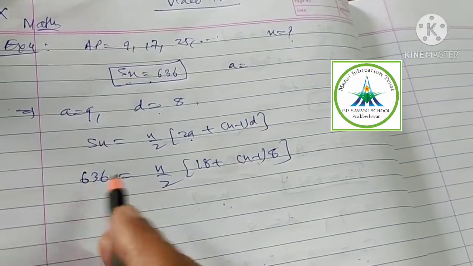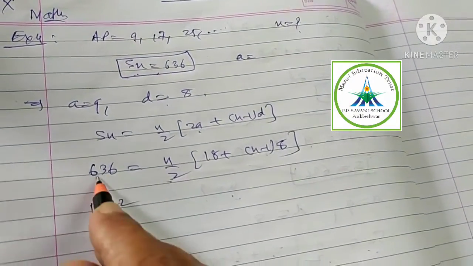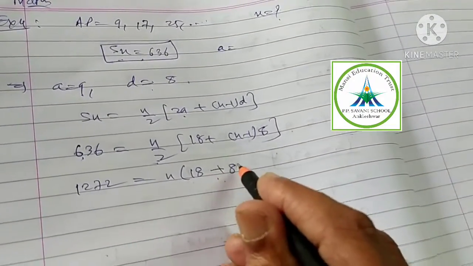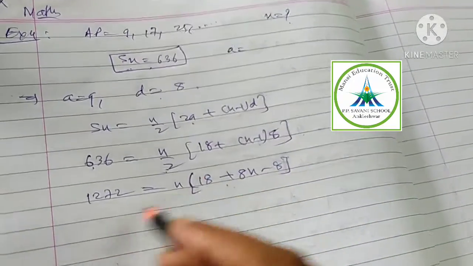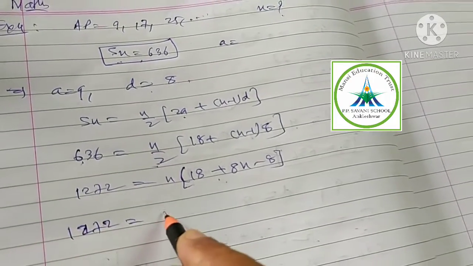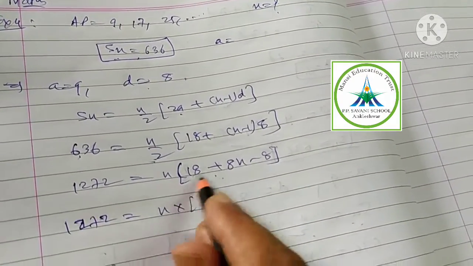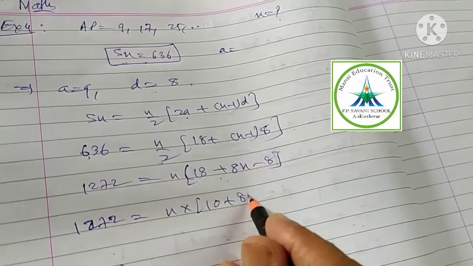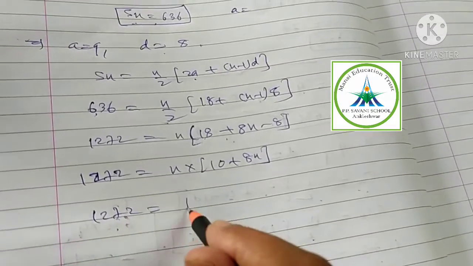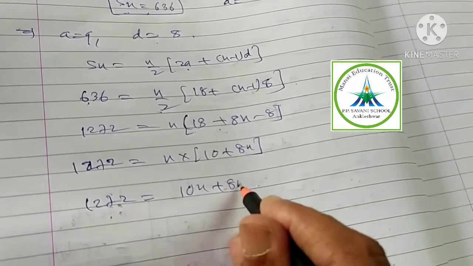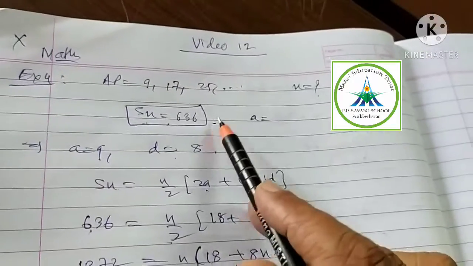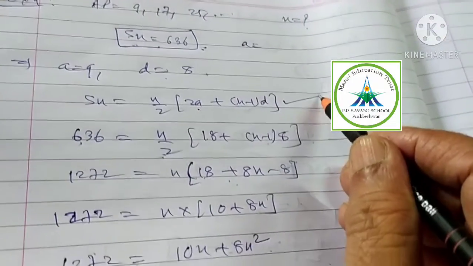See, the 2 comes this side, so it becomes 1272. 2 multiplied by 636 equal to n bracket 18 plus 8n minus 8. Okay, please open the bracket. See, n multiplied by the bracket, 18 minus 8, 10, plus 8n. Further, 1272 equal to 10n plus 8n square. Students, please see, I think you understood now. From the question only we started, right, wrote the formula.